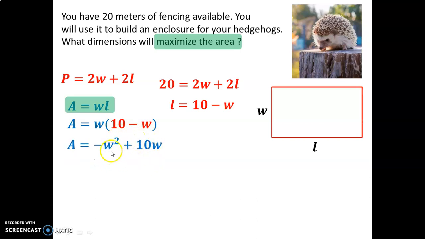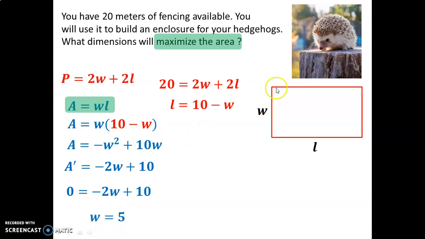It's a quadratic again. This time, rather than using the vertex of a quadratic, we'll just jump right to our calculus skills, and we will take a derivative of that and set the derivative equal to 0, because that will give us where our max or min points are. So there's the derivative. Setting that equal to 0, we solve for W, and we get W equals 5.